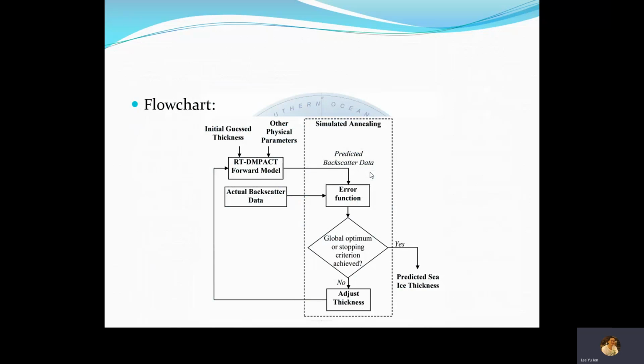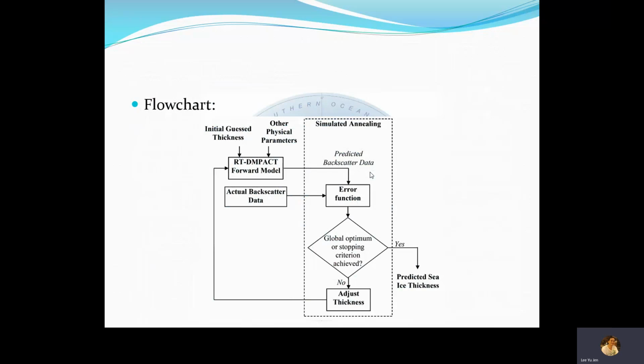So this is the flow chart of the inverse model. So we input the physical parameters of the sea ice or saline ice, including the ice thickness, into the forward model. The SA will be used to compare between the predicted backscatter data from the forward model and the actual backscatter data, which comes from measurement sources.